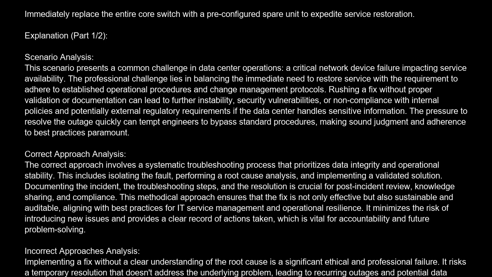The correct approach involves a systematic troubleshooting process that prioritizes data integrity and operational stability. This includes isolating the fault, performing a root cause analysis, and implementing a validated solution. Documenting the incident, the troubleshooting steps, and the resolution is crucial for post-incident review, knowledge sharing, and compliance. This methodical approach ensures that the fix is not only effective, but also sustainable and auditable, aligning with best practices for IT service management and operational resilience. It minimizes the risk of introducing new issues and provides a clear record of actions taken, which is vital for accountability and future problem-solving. Incorrect approaches analysis.